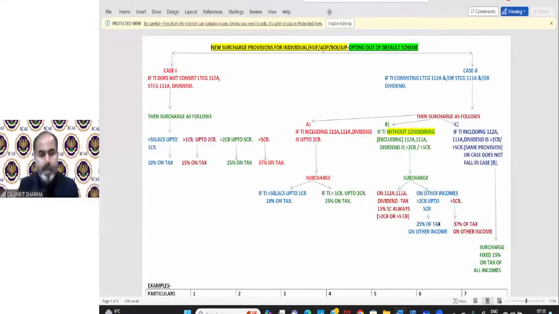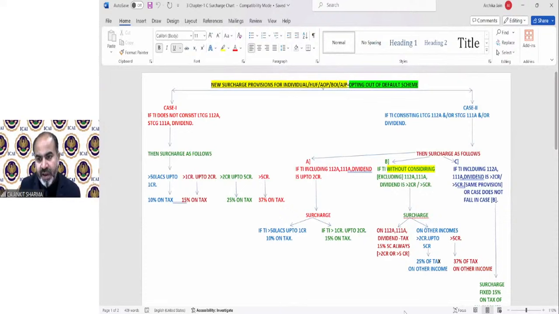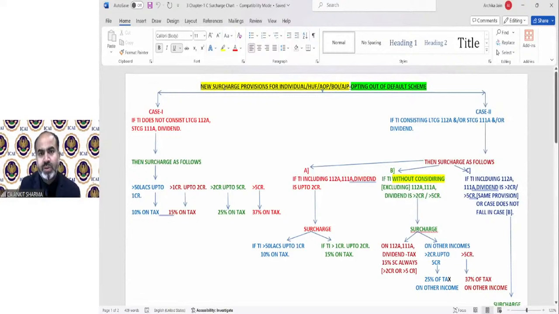So now you can see the diagram. This is the surcharge provision diagram I have prepared for you. The first part is about new surcharge provisions for individual, HUF, AOP, BOI, AJP opting out of the default tax regime. That means we are talking about the optional tax regime other than the 115BAC tax regime.